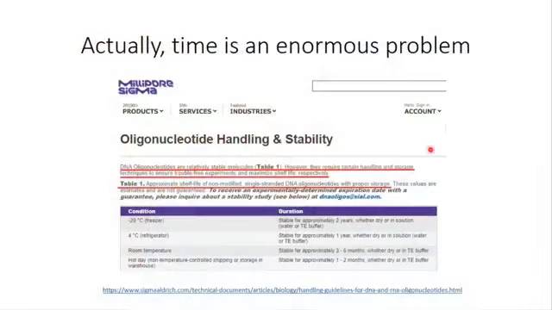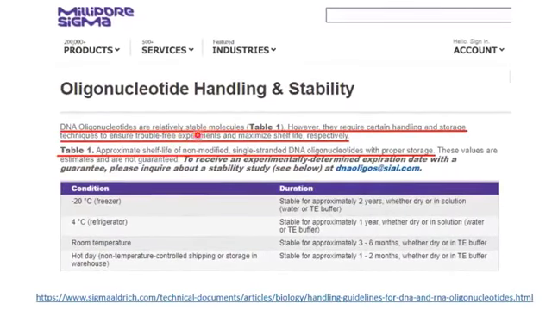Here's how they say. "DNA oligonucleotides are relatively stable molecules." Okay, they're relatively stable. How stable are they? "However, they require certain handling and storage techniques to ensure trouble-free experiments and maximum shelf life. The approximate shelf life of non-modified single-stranded DNA oligonucleotides with proper storage." So how long can they properly be stored?